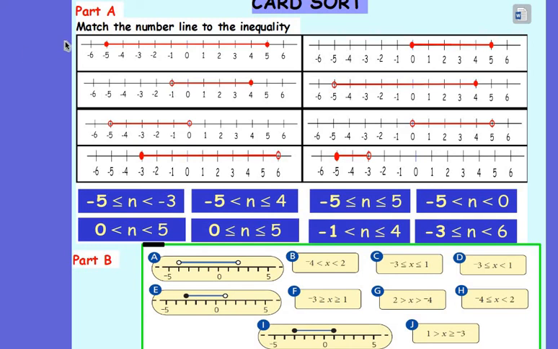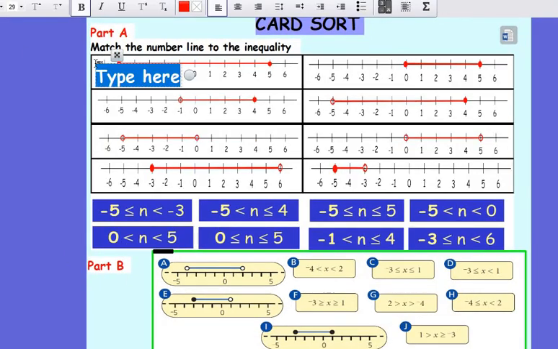Feel free to number the number lines, so this could be question 1, 2, 3, 4, just so that you can keep track of which question you're doing each time. And for the bottom question, you're matching up letters. So pause the video for 10 minutes and have a go at those questions for me.